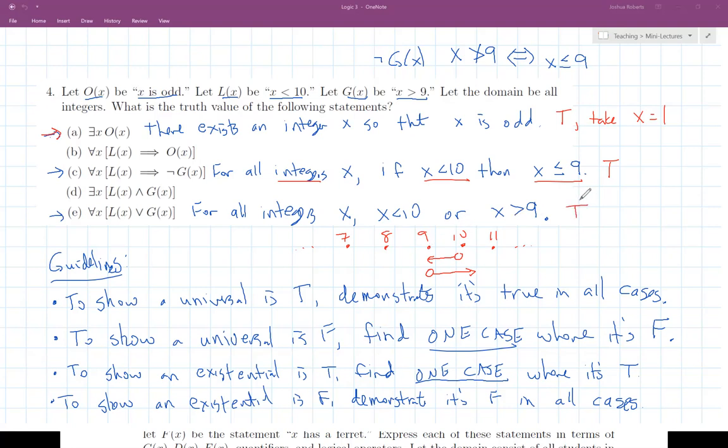So that's how you figure out whether or not these quantified predicates are true or false. You analyze them using these guidelines.